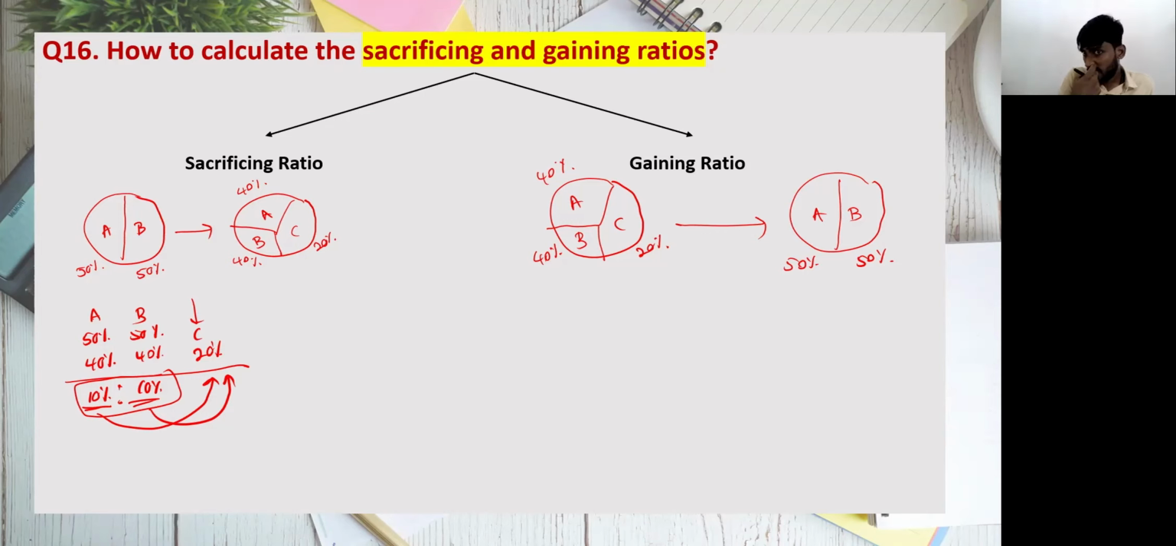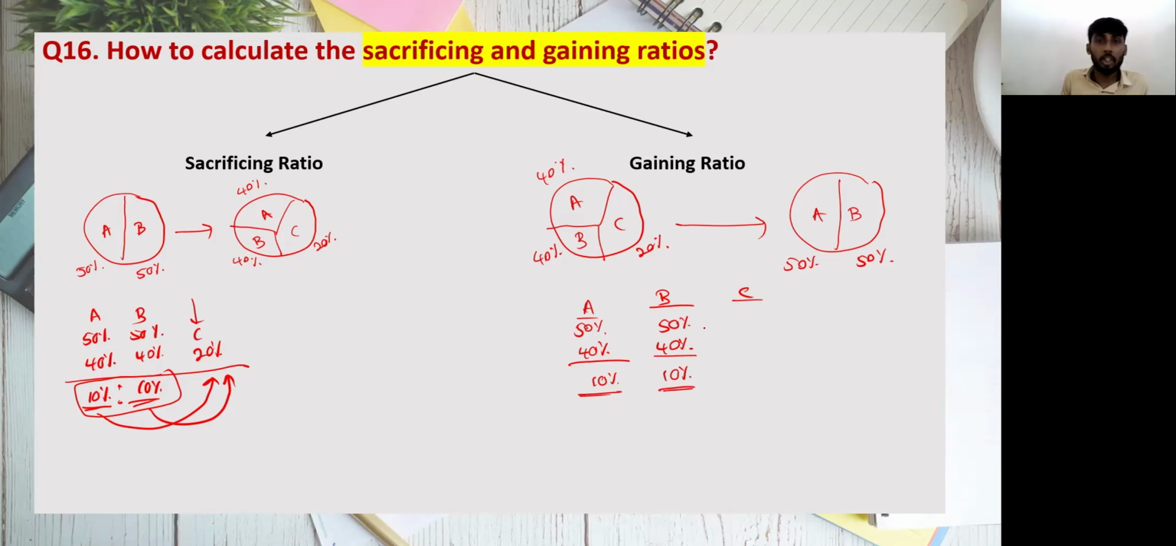Now, what has happened? Earlier A got only 40. Now A gets 50. How much has A gained? 10%. A has gained 10%. And then B. Earlier B got only 40, but now is getting 50. So B is also gaining 10%.